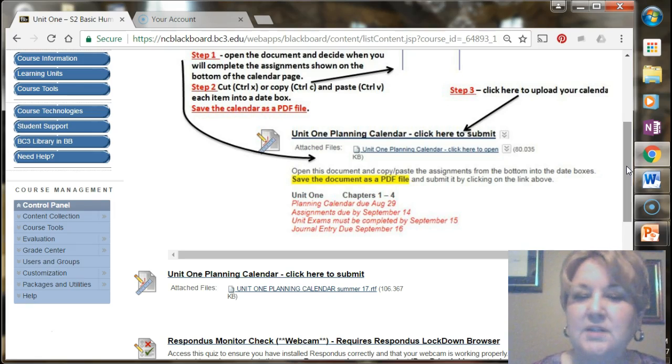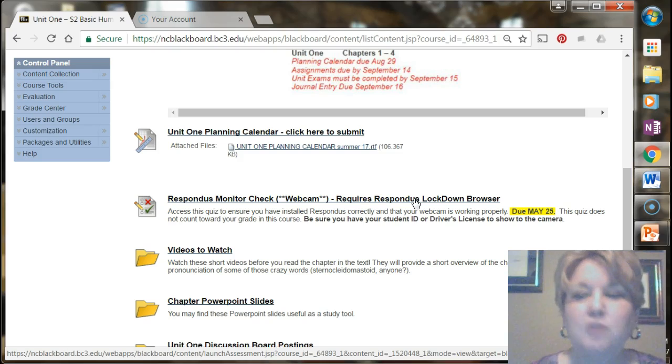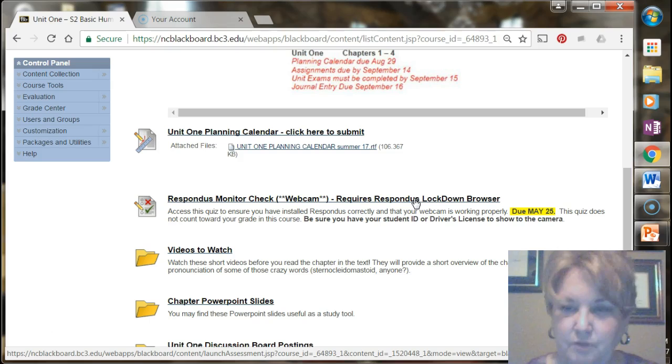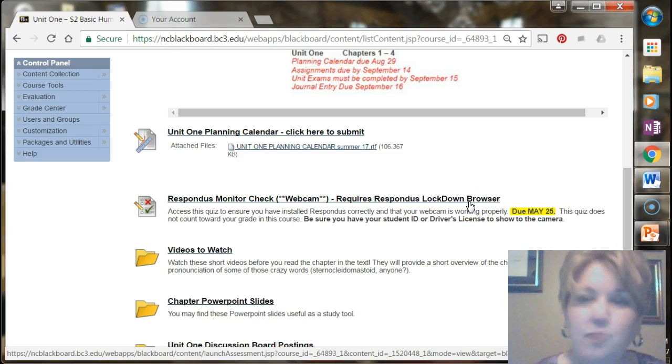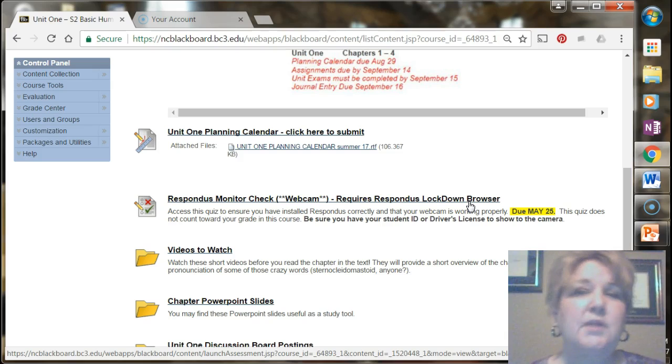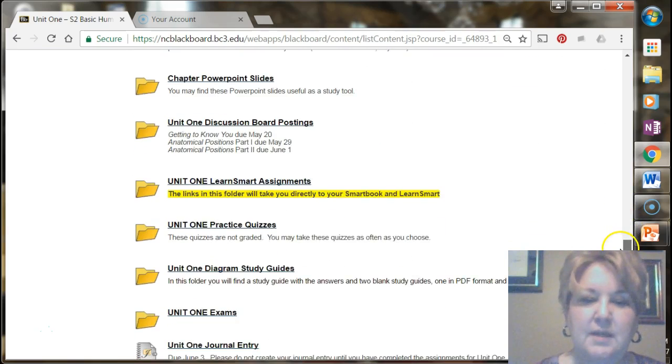There actually is in Unit 1 a little quiz for you to take just to make sure that your Respondus Monitor is working. You must take this by May the 25th for the summer semester. For the fall semester, there will be a due date that tells you when you must complete this. This way we know that your Respondus Monitor and your camera is working correctly. If there are any adjustments that we need to make, for example, we can do that before you take your diagram exam. Let's take a look at the diagram exam.